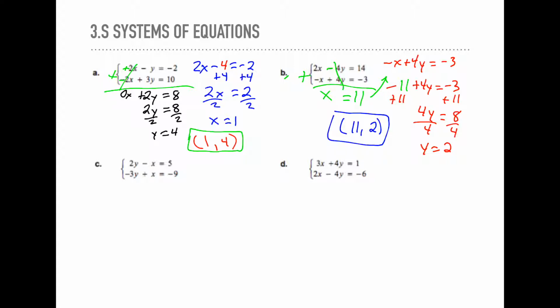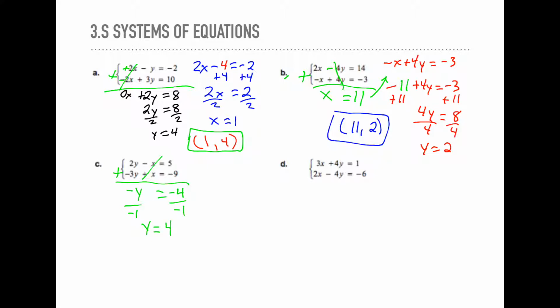So let's start this one. Once again, when we add these together and eliminate, a negative x plus an x, those will cancel each other out. So I'm left with 2y minus 3y, which is going to give me a negative 1y, is equal to 5 plus a negative 9, negative 4. Remember we're just trying to solve for y, so I just have to divide by a negative 1, and that becomes y equals a positive 4.